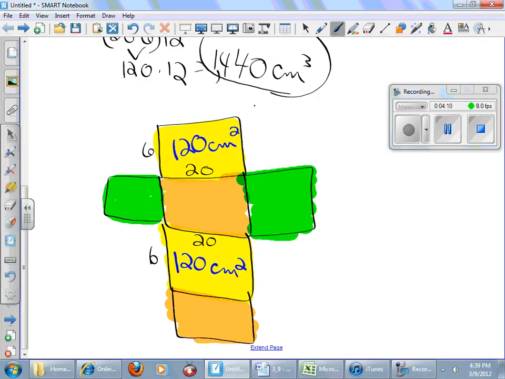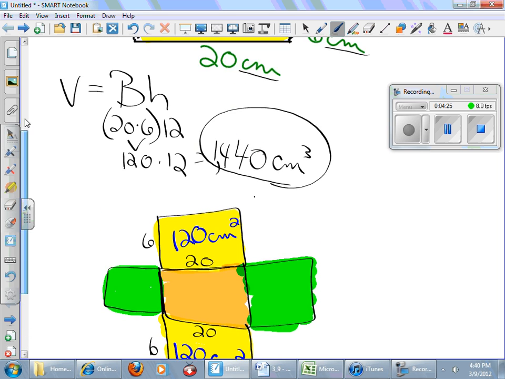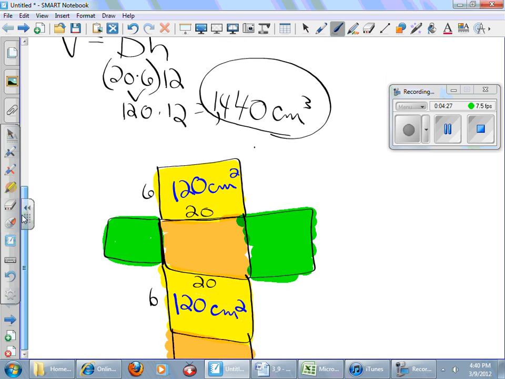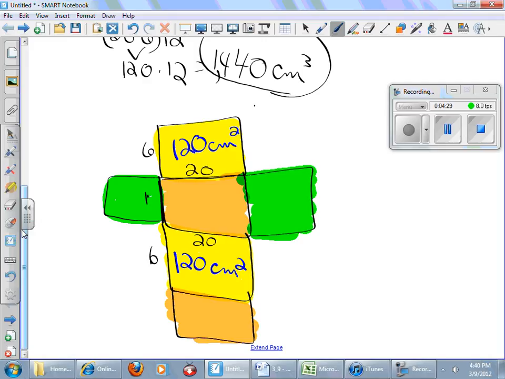Now I need to label the other sides. You notice how this side's 20? It's already labeled, so now I have to put that one in. It can't be 6 again, because if it were 6, then I would end up with 4 congruent rectangles, since I would do it down at the bottom too. So that must be the 12, because I haven't used it yet. So I'm going to put 12 there.